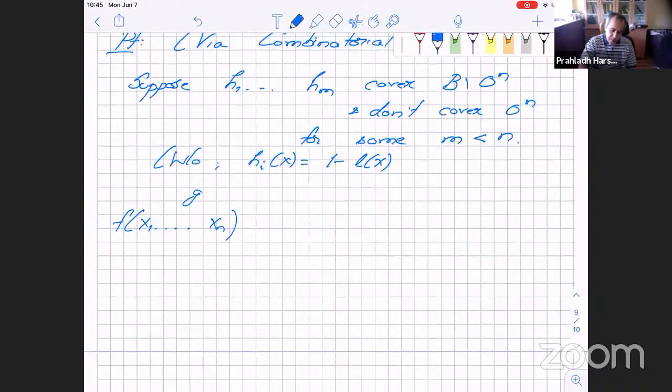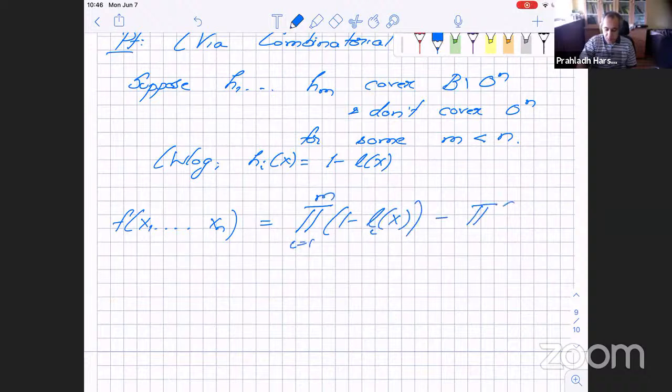So now I'm going to define this object. I'm going to define it to be the product over i from 1 to m of 1 minus Li of x, minus the product over j from 1 to n of 1 minus xj. I'm going to define this n-variate polynomial.